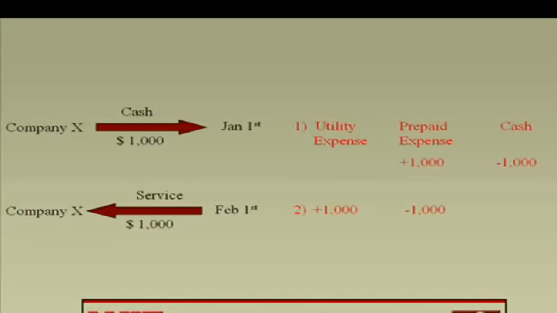The 2 most popular prepayments are for insurance and for rent. Think about it. Don't you pay your rent in advance? Don't you pay insurance in advance before you get any service? So if you look at the balance sheet of a company, under assets, you'd see prepaid rent and prepaid insurance.